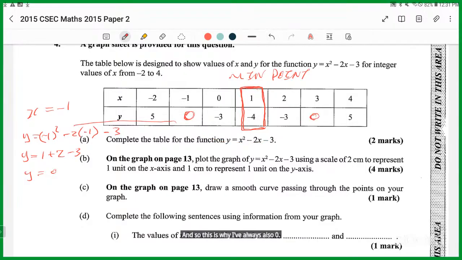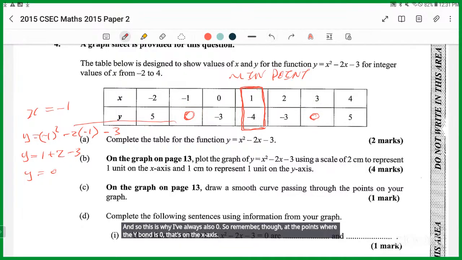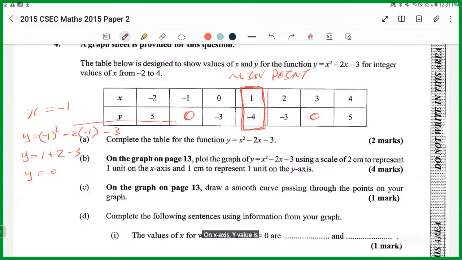Remember now, at the points where the y value is 0, that's on the x-axis. On the x-axis, the y value is 0. So it means that these are the roots. These are the root points, the root coordinates. So this is on the x-axis, so these are roots.